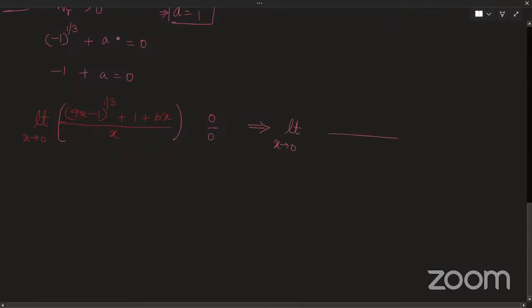So can you tell me what will be the derivative of the denominator? 1. And what about the numerator? Let us go for the derivative of the numerator. 1 by 3 into 4x minus 1 raised to minus 2 by 3, great, plus b. Is this the derivative alone of the first term? Think again.